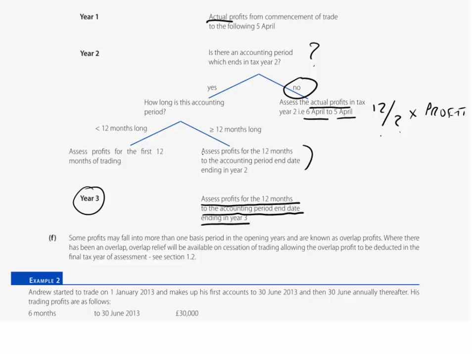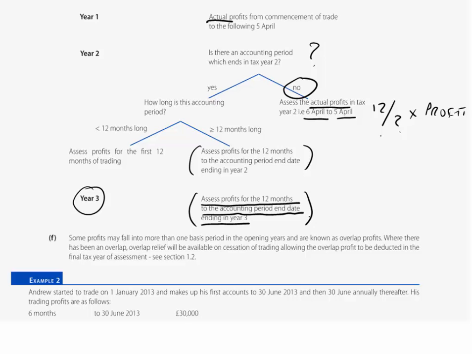Now those are the same words as we used up there, where we had a long opening period, but one that ended in the second tax year. Now we have a long opening period, but one that ends in the third year. We still take the last 12 months of that long opening period. It's the next best thing that we can get to CYB, but it isn't CYB.